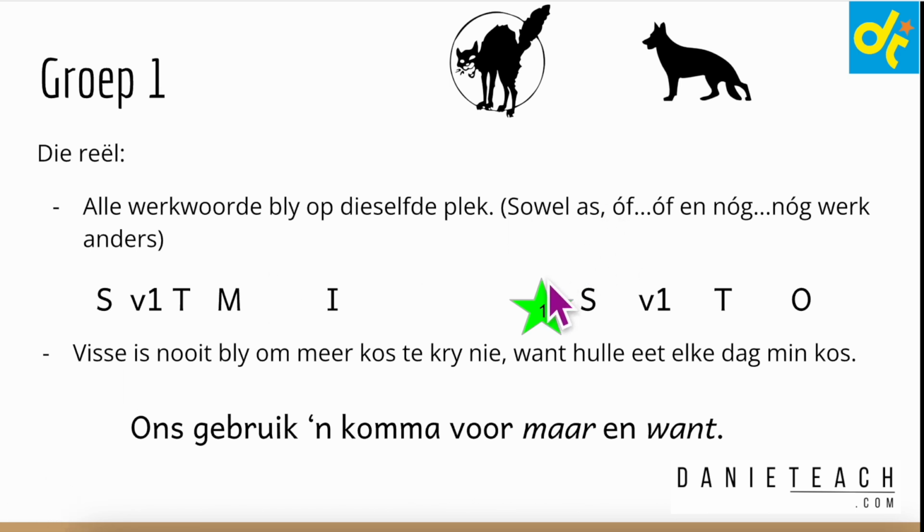Group 1, subject, verb 1, normal sentence structure. Nothing changes. If you are unfamiliar with the double barrel group 1s, then conjunctions, then you can look at the video about those specifically. This is mainly aimed at your normal group 1 conjunctions where you simply use it to join two sentences.